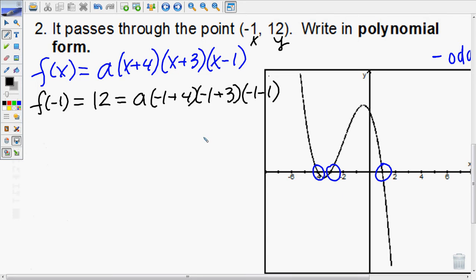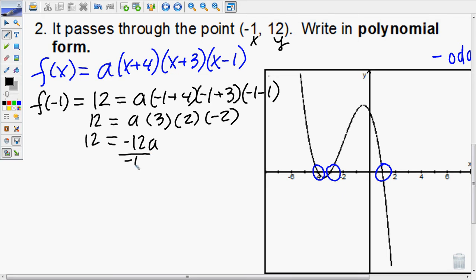All right, what did y'all get for a? -1. Good job. So we have a. I just wanted to know how slow I had to go, or if I could do it really fast. You can do it really fast because you got -1. Good job, guys. So you end up with 3 times 2 times -2, negative 12. -12a, and then divide by -12, and you get -1. So you have your a. That's part 1. And now I'm going to plug a in, and then I'm going to FOIL and distribute to find my polynomial.